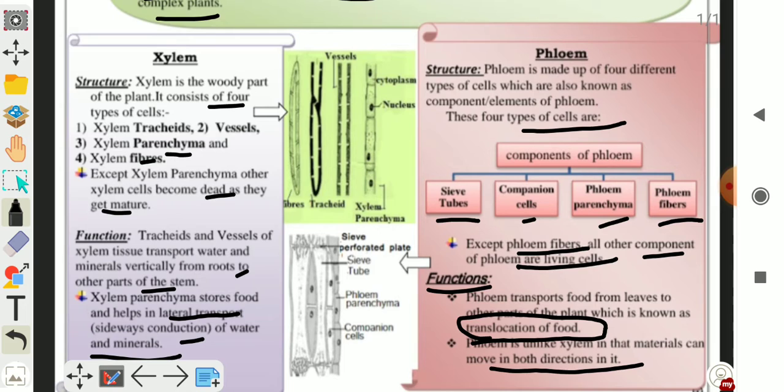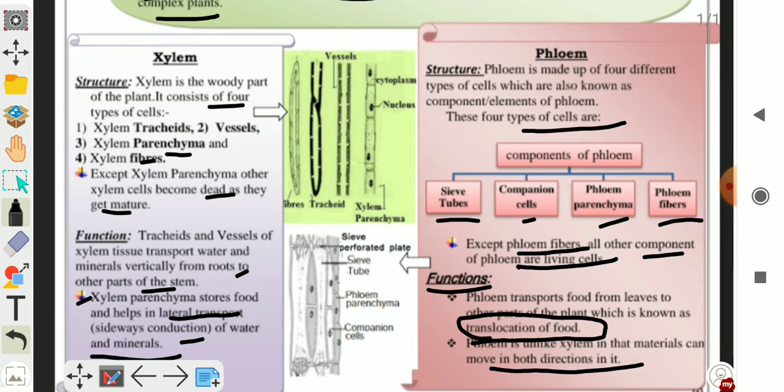And what are the functions of these xylem tissues? First function: tracheids and vessels of xylem tissues transport water and mineral vertically from root to other parts of the stem or other parts of the plant. And second function is xylem parenchyma stores food and helps in lateral transport.